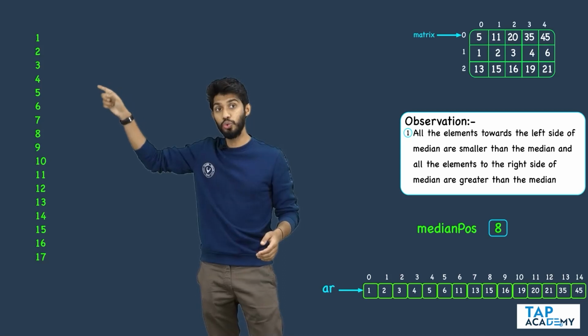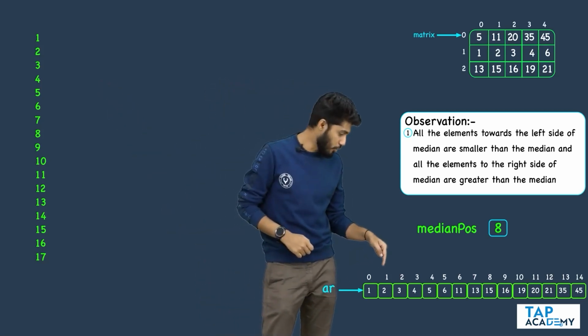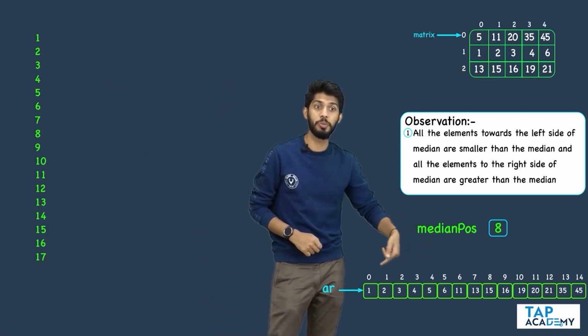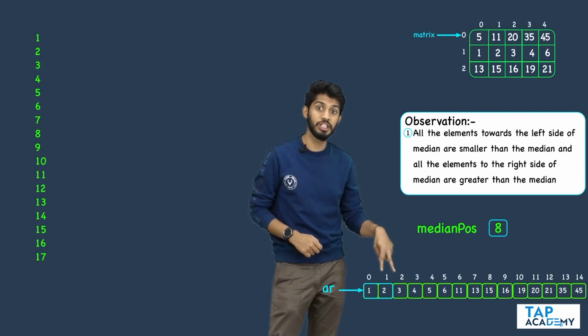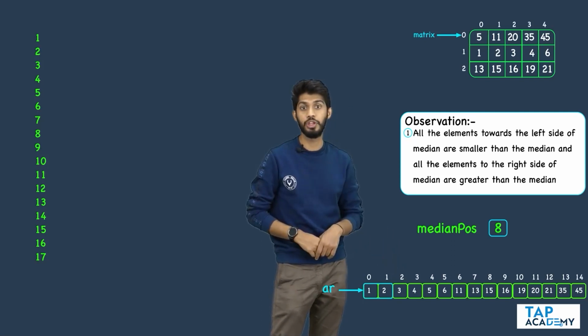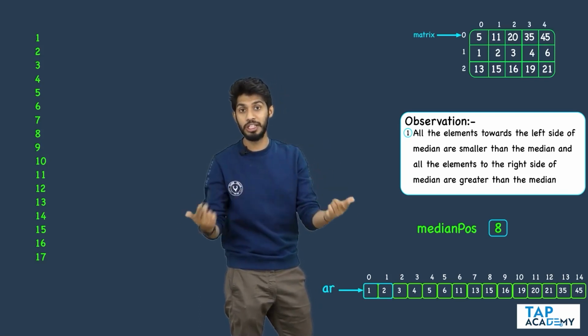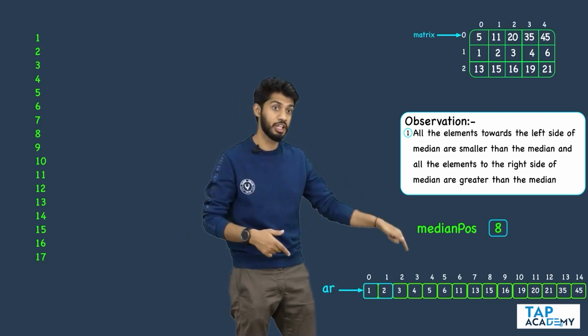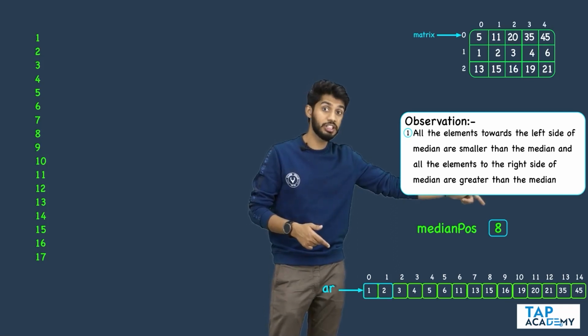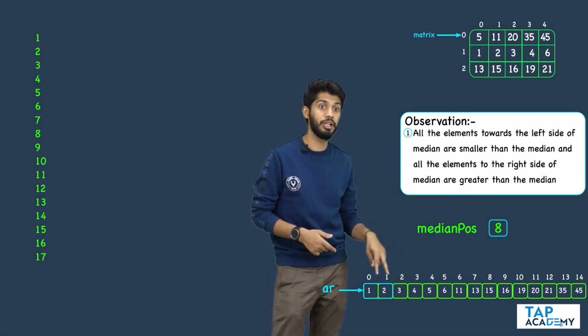So I will check for 2. If I check how many elements are less than or equal to 2 in this particular array, there are only 2 elements. You know how many elements will be less than or equal to the median element in this case, that's nothing but 8. Since you have only 2, this is not the median element.